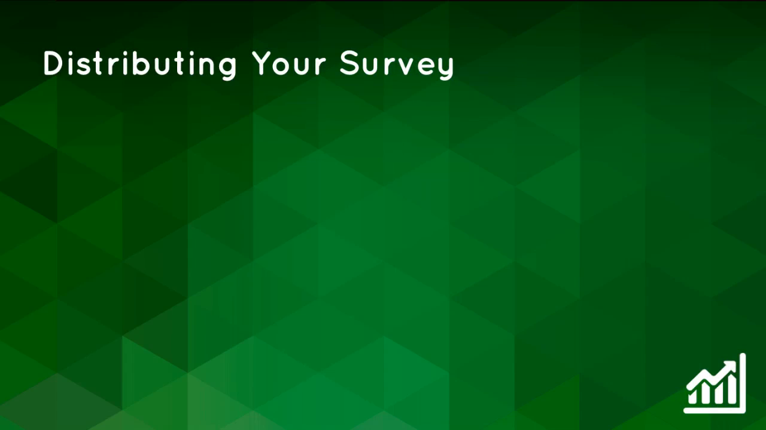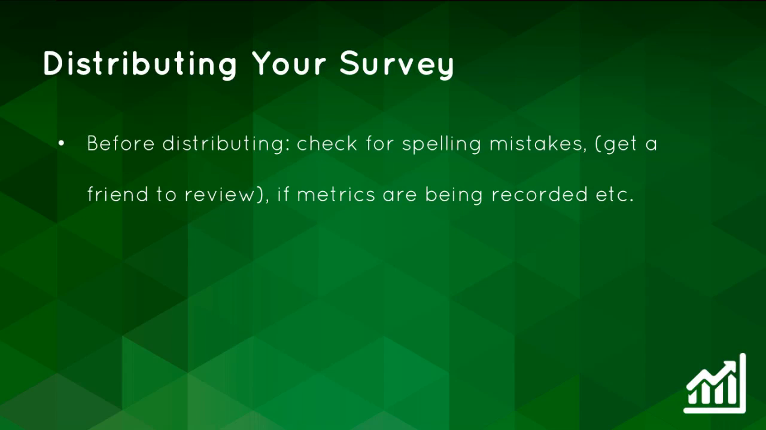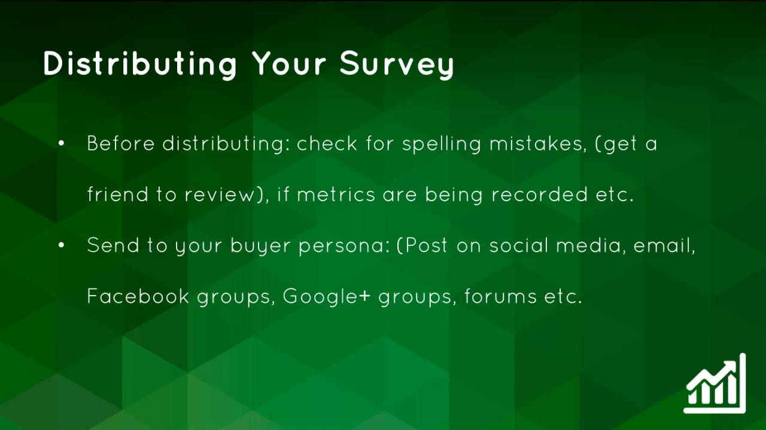To recap on this lecture, in order to distribute your survey, firstly, check for spelling mistakes, get a friend to review it for you, check if those metrics are being recorded. That's the key thing before you even think about sending it out. Then in terms of distributing it, you want to send it to your buyer persona, really the buyer persona you wrote down in your marketing plan. You want to post it on social media, email, Facebook groups, Google Plus groups, any forums online, essentially where your buyer persona is going to be hanging out.